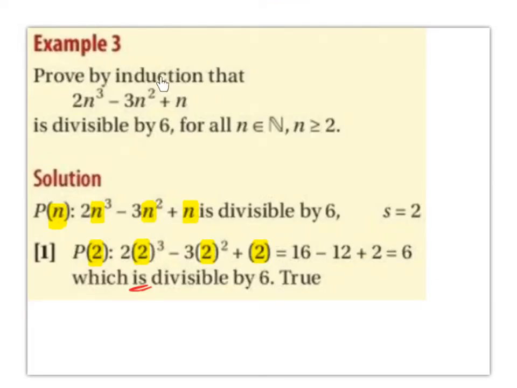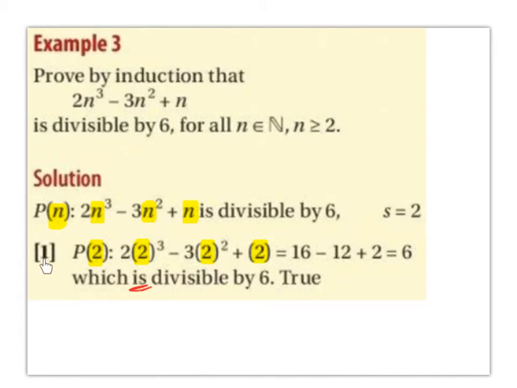Prove by induction that 2n to the power 3 minus 3n squared plus n is divisible by 6 for all n values elements of the natural number set where n is greater or equal to 2. So P(n) is 2n cubed minus 3n squared plus n is divisible by 6, where n is greater or equal to 2, so the starting number is 2.